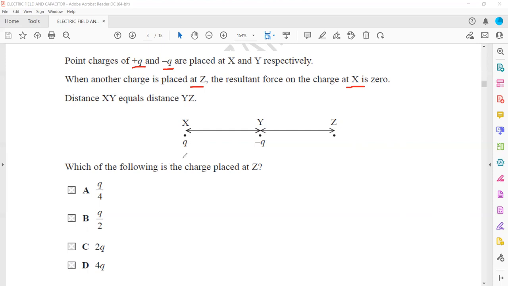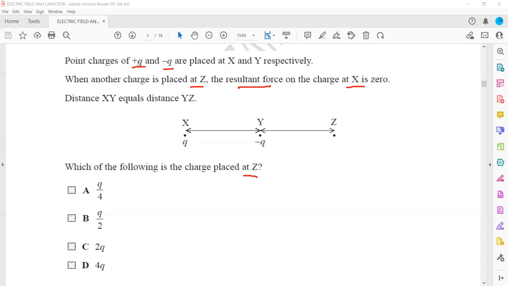Which of the following is the charge placed at Z? So how can we work out what is the charge placed on Z so that the resultant force should be 0?